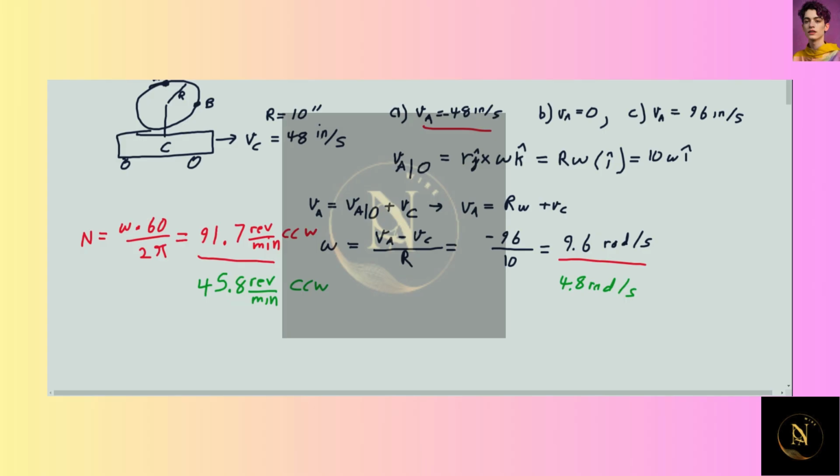And then in the final case, we have 48 inches per second to the right. So we should have a negative sign in front of both of these, but in this next one, we'll end up with just a 4.8 radians per second, which will then give us the same angular speed of 45.8 revolutions per minute, this time in the clockwise direction.